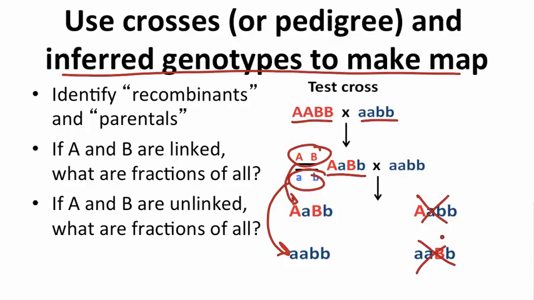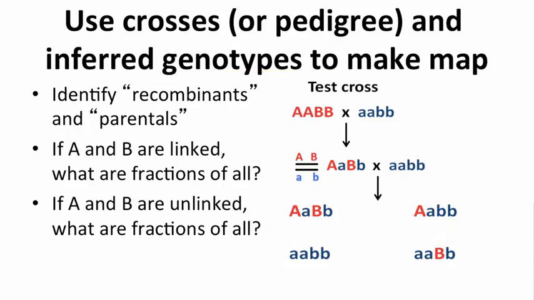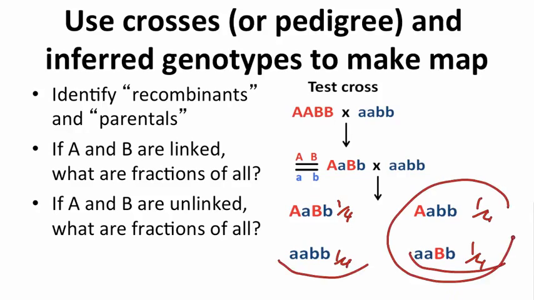Okay, now let's do a different test. Let's say they're completely unlinked. Let's say they were even on different chromosomes. What would happen then? If they're on different chromosomes, you get all four types. And in fact, you would get 1/4 of each of these. So these are the parentals, these are the recombinants. Half of the overall offspring would be recombinants. These are your recombinants.